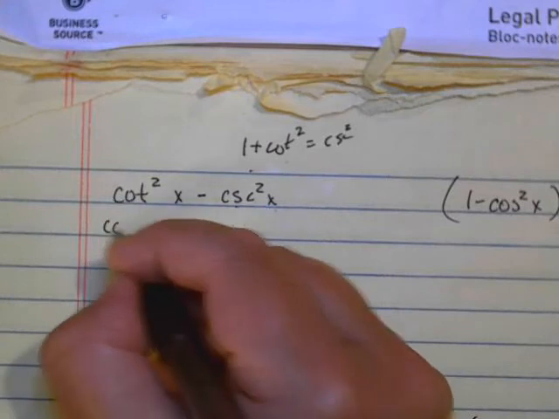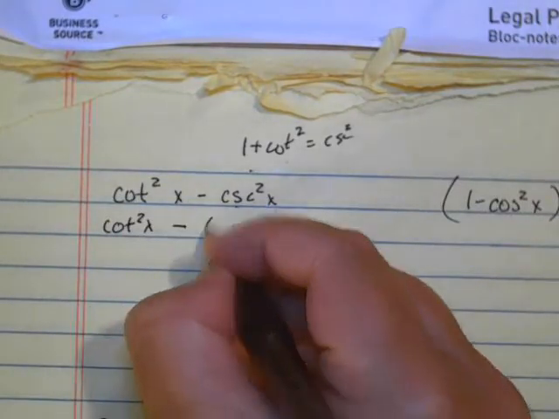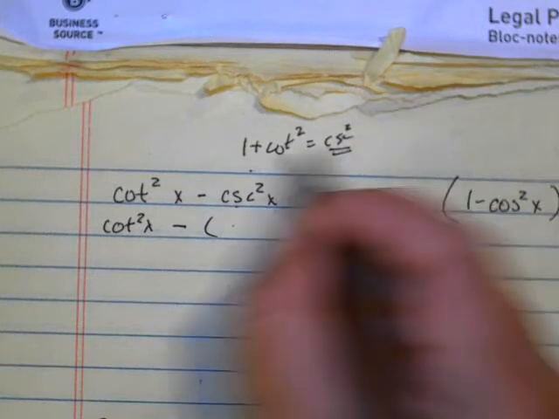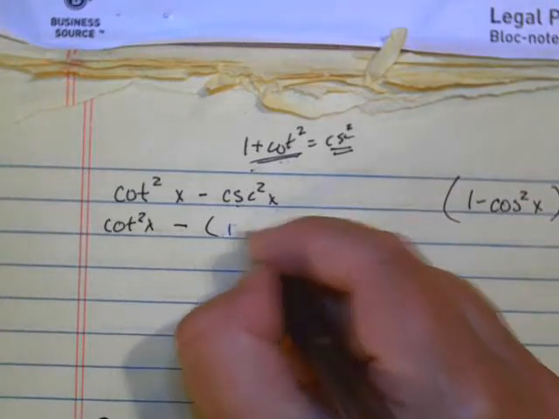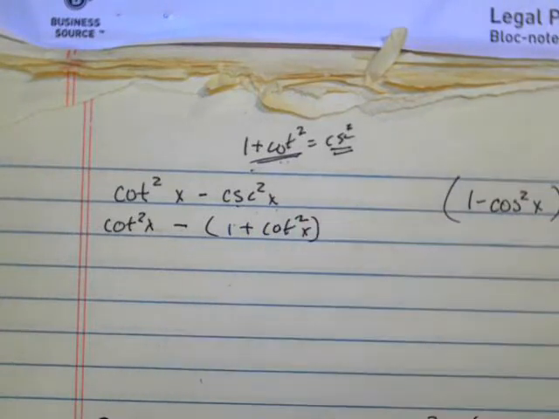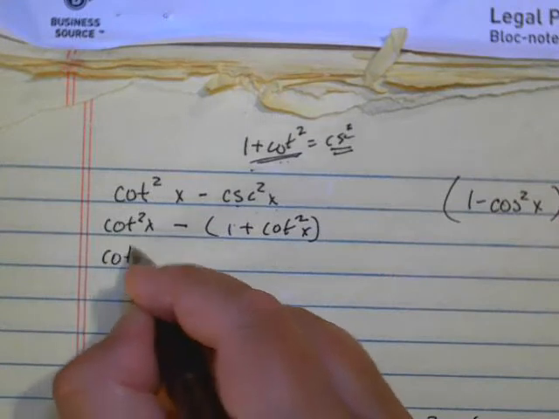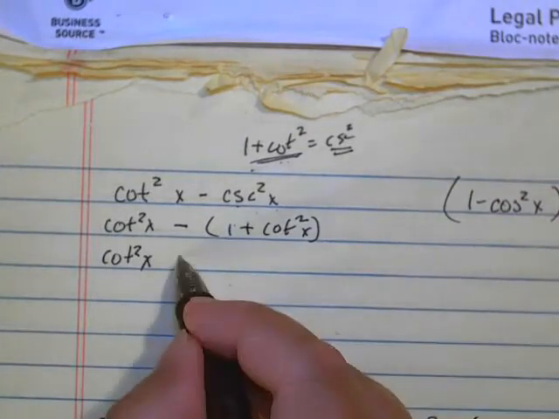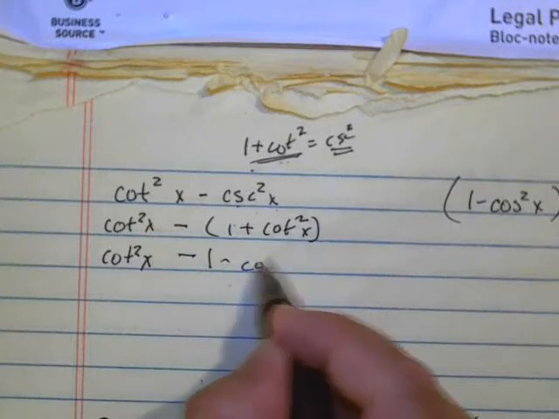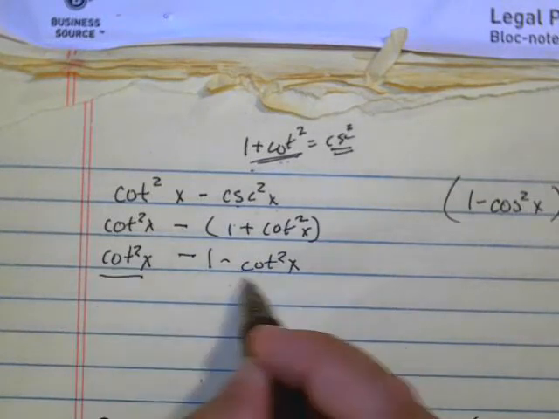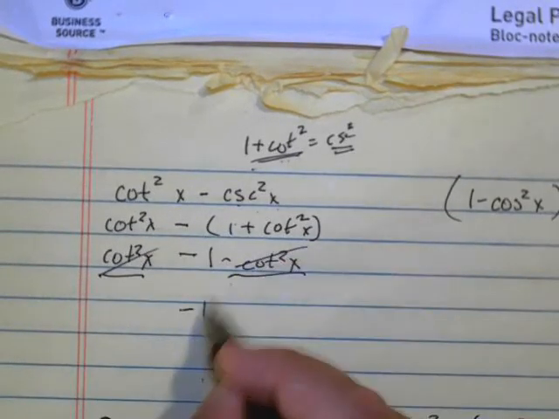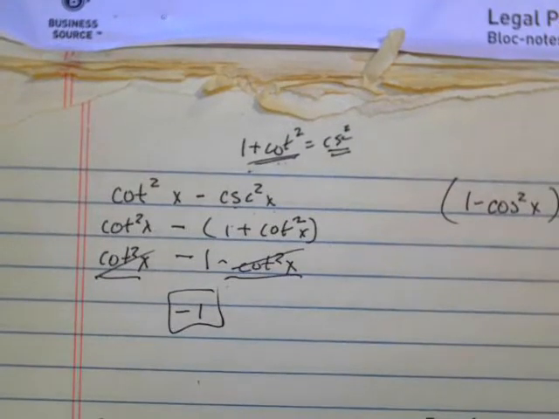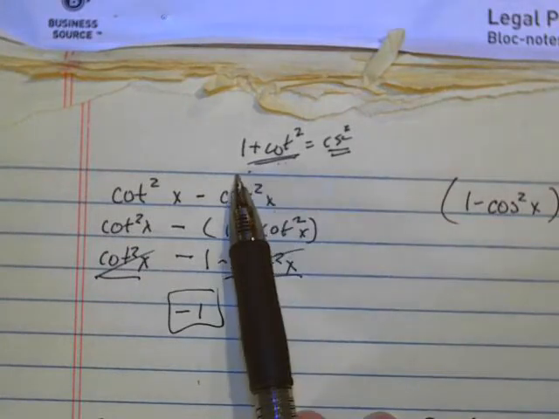So I'm going to have cotangent squared minus, and then I'm going to put this in parentheses. Because cosecant squared is equal to this, I can substitute that for cosecant squared. So I'm going to put 1 plus cotangent squared. So now I have cotangent squared x minus 1 minus cotangent squared x. So then I have cotangent squared x, subtract cotangent squared x, that cancels. And so this entire expression is just equal to -1. So those Pythagorean identities are going to be really helpful to substitute.